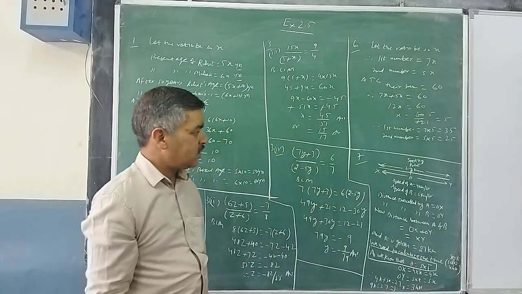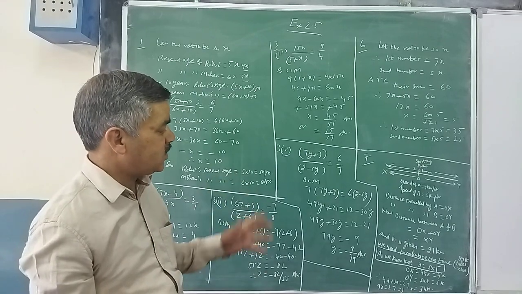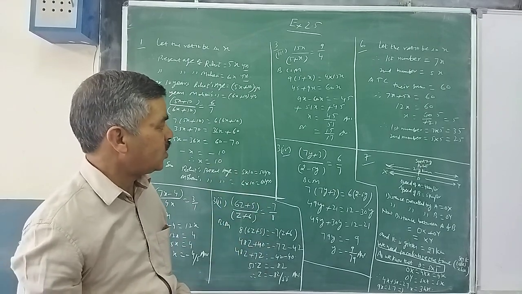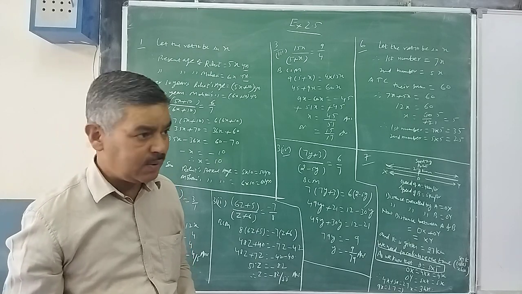So that's all about this exercise 2.5. The remaining solutions, I have already sent to you yesterday. So that ends this topic of linear equations in two variables.